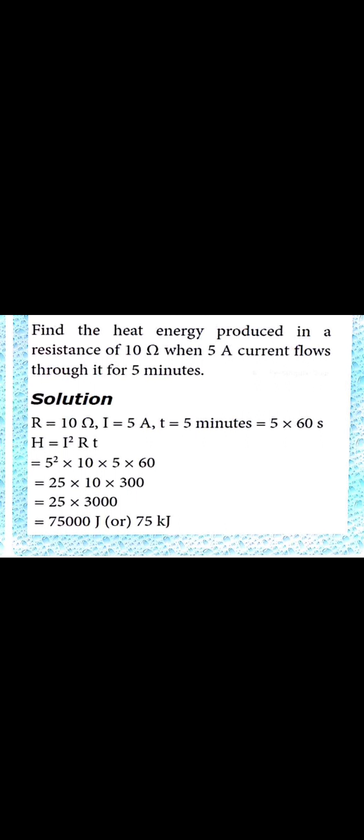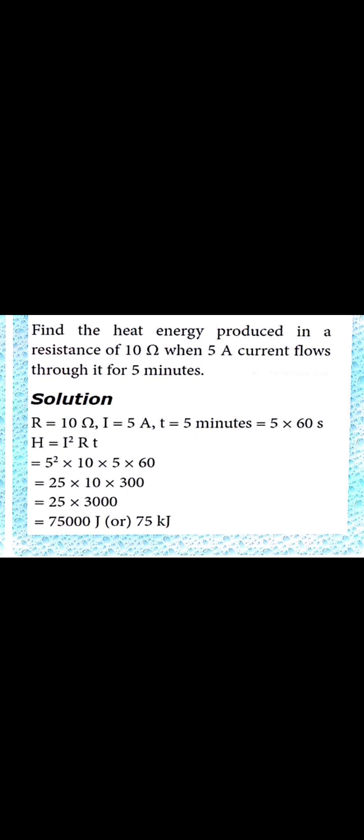I is given as 5 amperes, so it will be 5 squared. R is given as 10 ohm, so it will be 10, and T is 5 minutes, and to change it into seconds we can write it as 300 seconds. On multiplying 300 into 10 into 25, we get 75,000 joules.